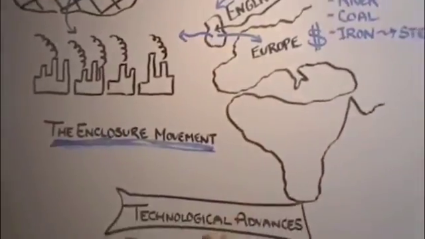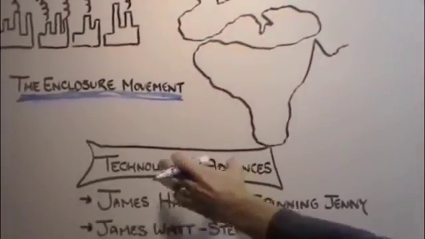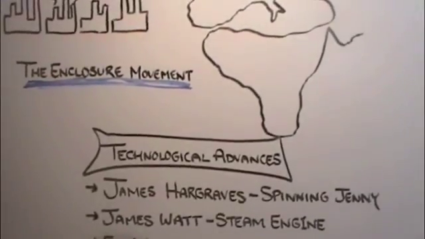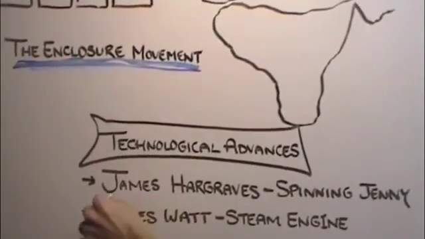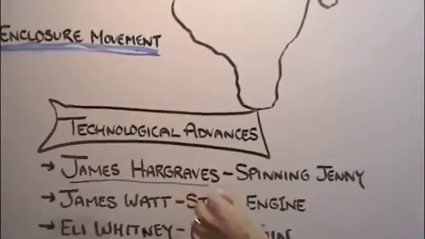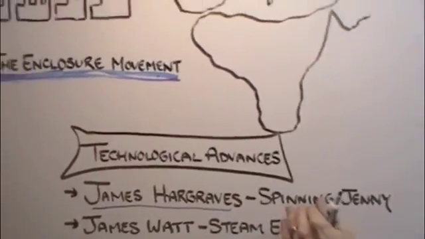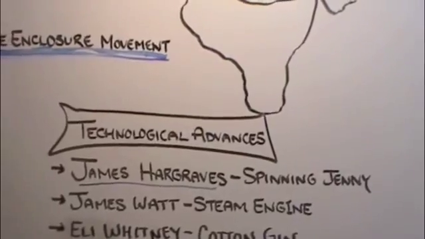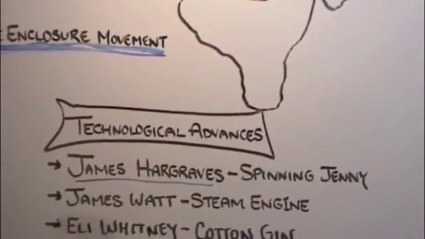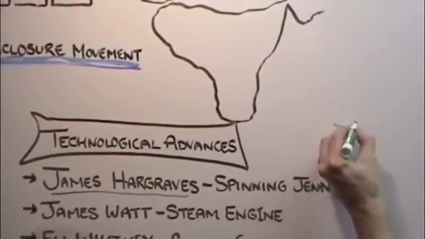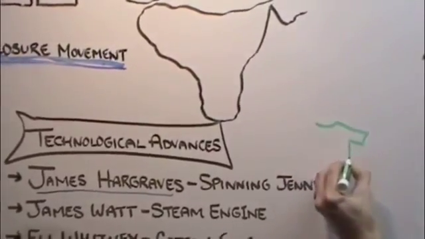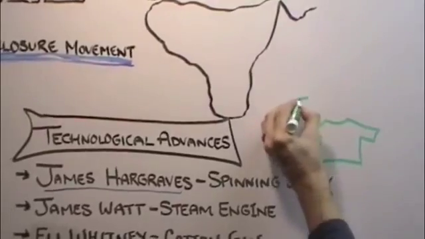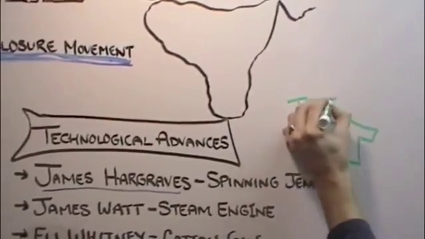One of the things that happens during this time period is we have a technological advancement in a number of important areas. The first is a guy named James Hargreaves. James Hargreaves comes along and he introduces to the world something called the spinning jenny. The spinning jenny was actually a machine that made fabric. Okay, and when we talk about fabric, we are talking really about a bigger term, which is textiles.